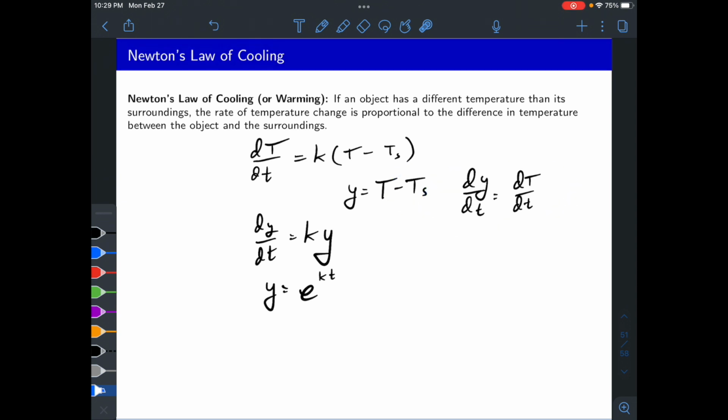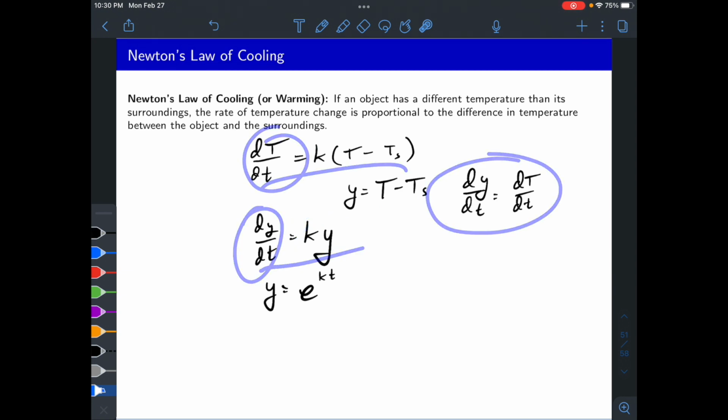So if I replace y with just T minus T sub s, I literally just go from this equation to this equation on the right, and this to this on the left. So these equations are really the same exact thing, okay?